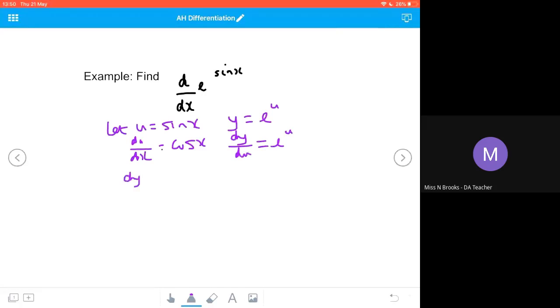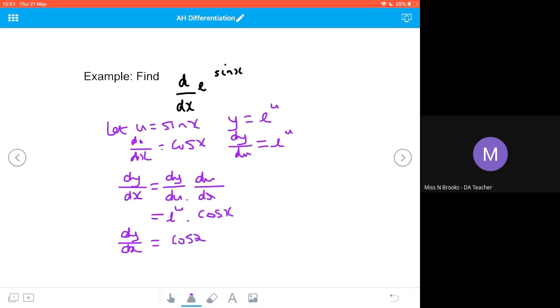Then we're going to write dy by dx equals dy by du multiplied by du by dx. We're going to substitute in our values, so dy by du was e to the u, du by dx was the cos of x, and then we want to write it with respect to x. So we're going to have cos x multiplied by e to the power of sine x.